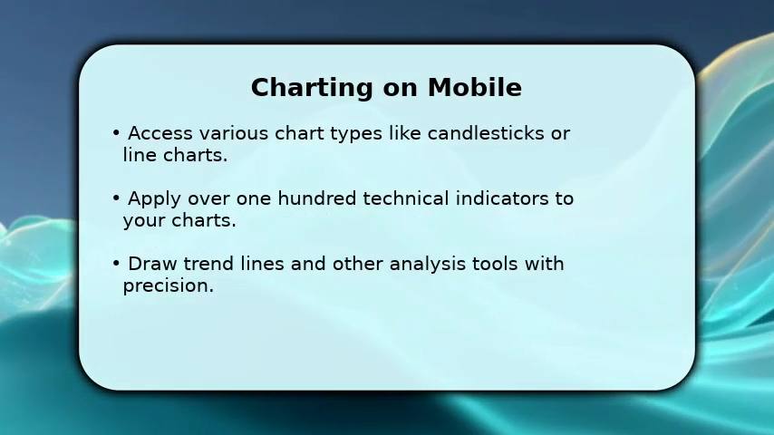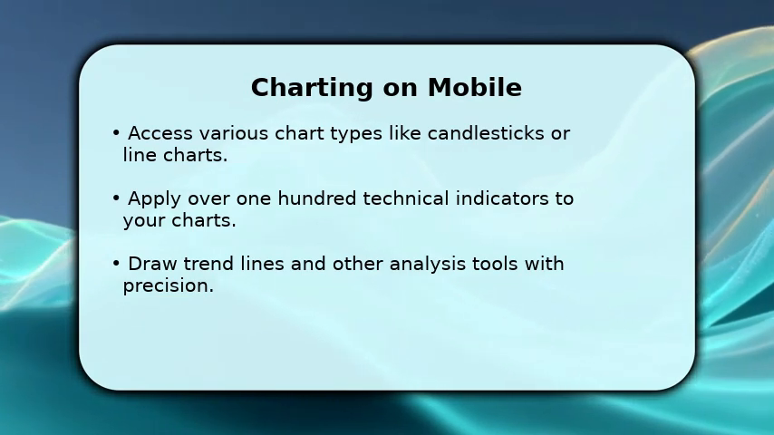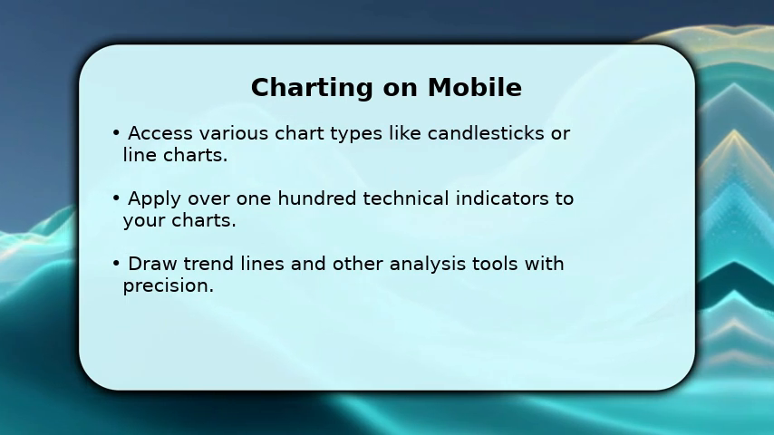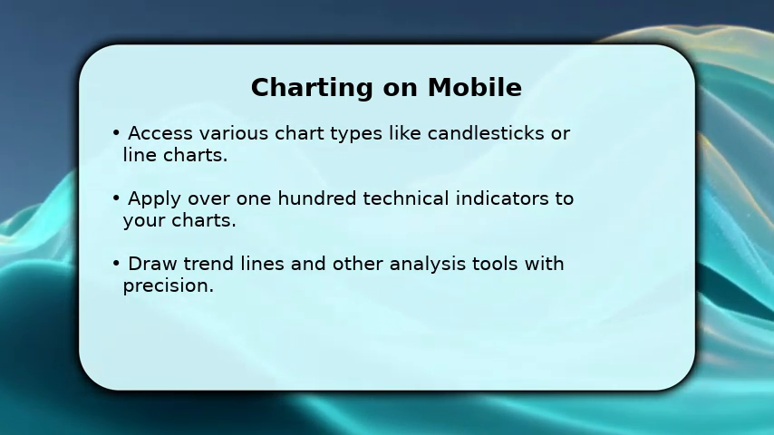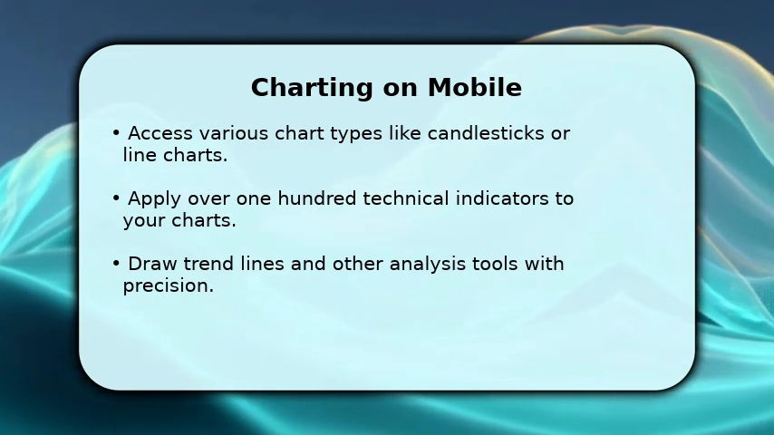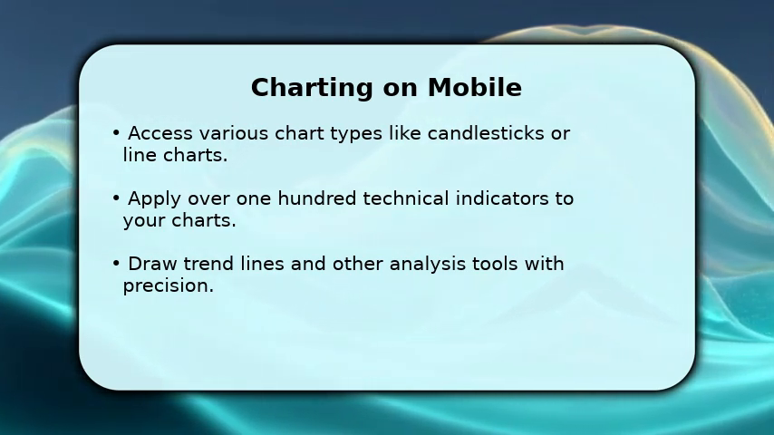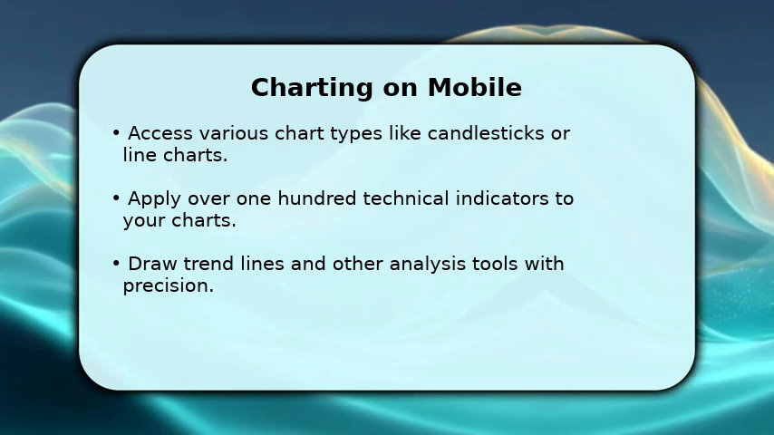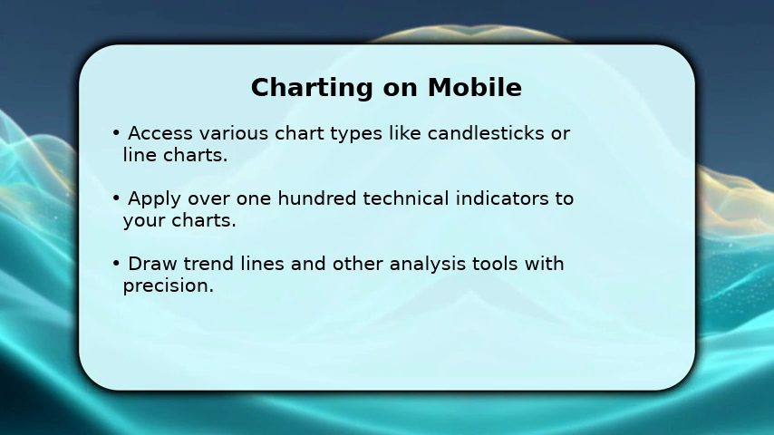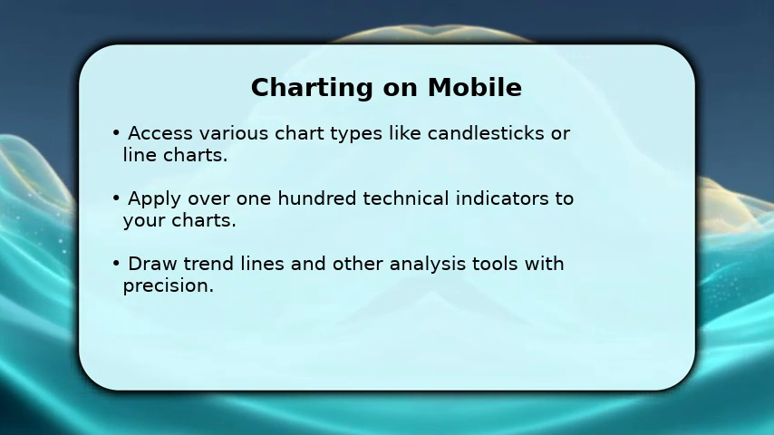Once you're set up, dive into charting. TradingView offers various chart types, from detailed candlesticks to simple line charts, all optimized for mobile viewing. You can apply over 100 technical indicators to help analyze market trends, customizing them to fit your strategy. Drawing trend lines and other analysis tools is also precise, allowing you to mark key levels directly on your screen with ease.